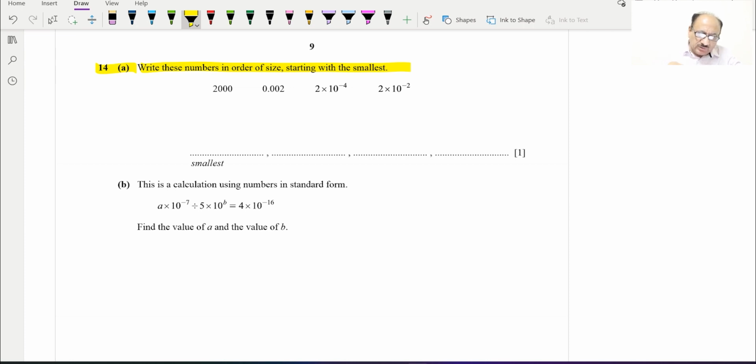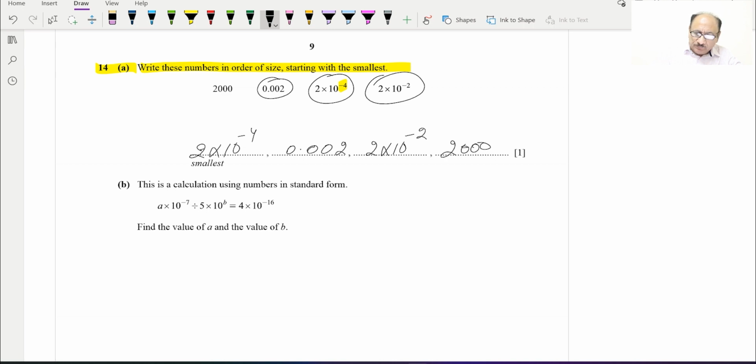So the smallest one, we can check, this is 2 into 10 raised to minus 4. So the smallest number will be 2 into 10 raised to minus 4, and then this is done. Next number will be 0.002, so we can write 0.002, and the third number will be 2 into 10 raised to minus 2, and the final one will be 2000. This was for 1 mark, which we have done.